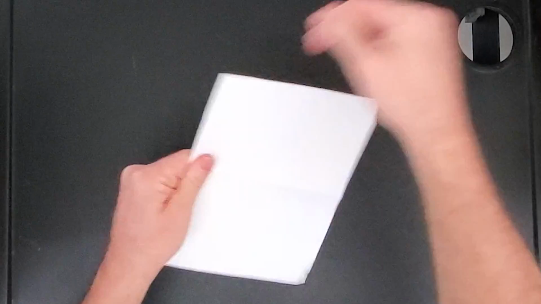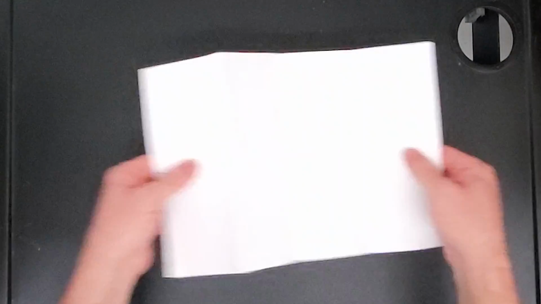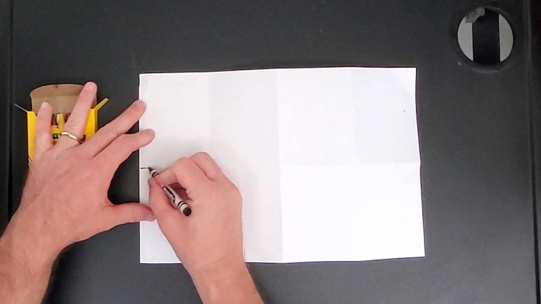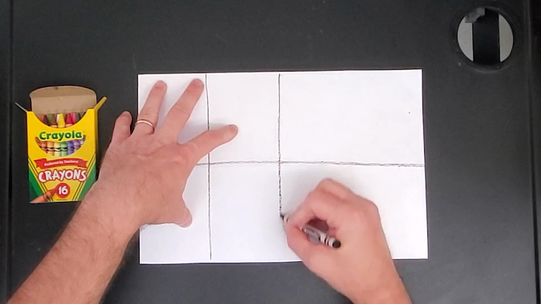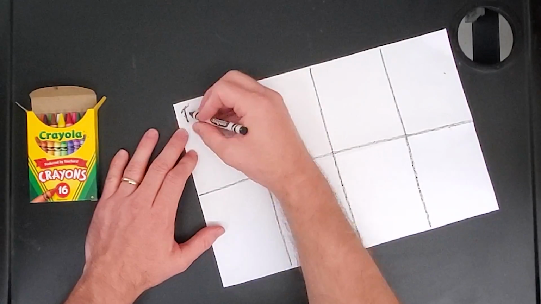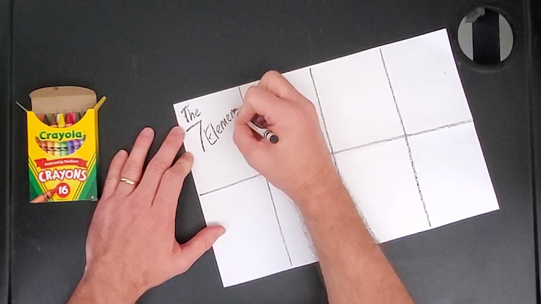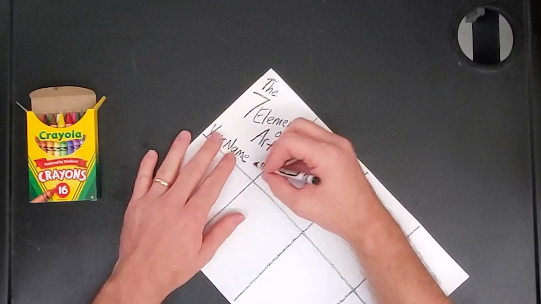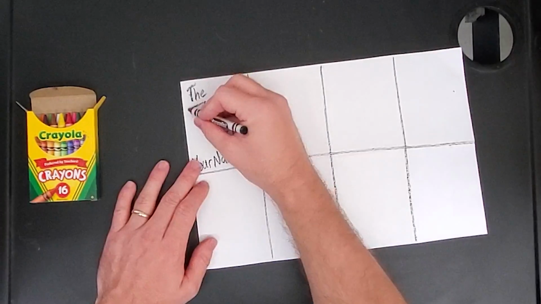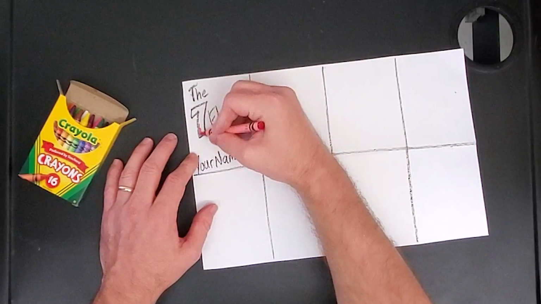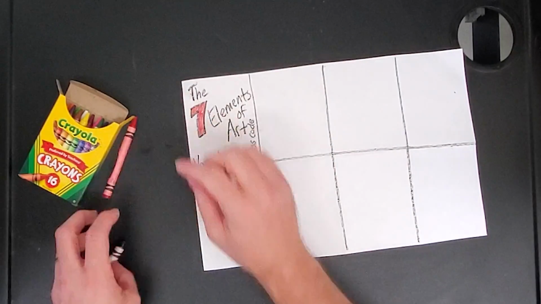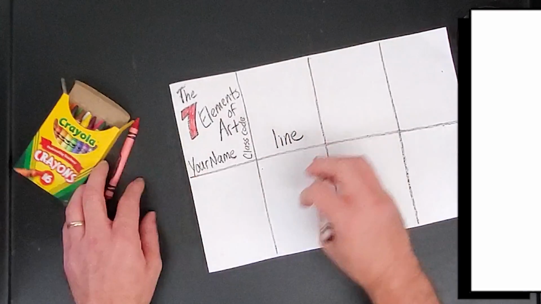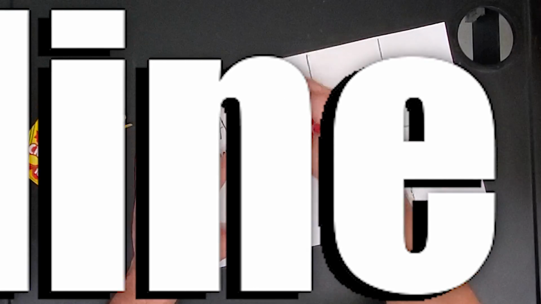The first thing we're going to do is take a piece of paper, fold it in half into 8 equal sections. You're probably wondering, there's 7 elements of art. Why do we have our paper divided into 8 sections? Great question. The first square, I want you to write down what the assignment is. The 7 elements of art, write your name and write your class code. After you do that, we are going to write line, L-I-N-E, in the first box.